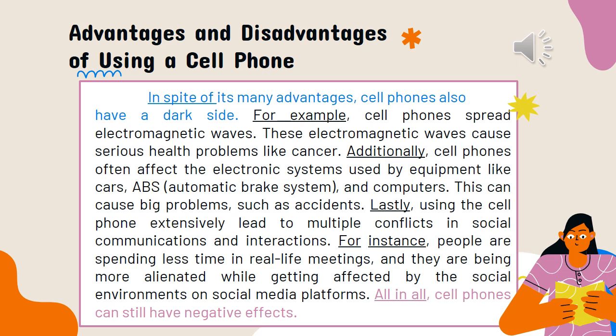After adding all my ideas, all my details that support my main point, I am adding the concluding sentence. So I say all in all, which means after all what I have mentioned, cell phones can still have negative effects. And I will say that again. In a concluding sentence, we restate the topic sentence in different words. In the topic sentence, we said there's a dark side, or there are disadvantages of cell phones. In the concluding sentence, I'm saying cell phones still have negative effects. Same idea, different words, different sentence structure. We're not copying and pasting.